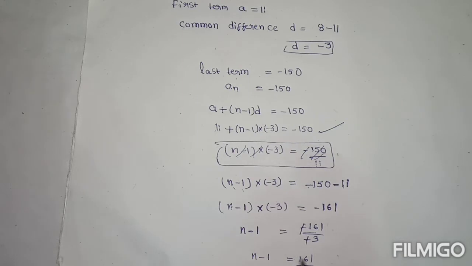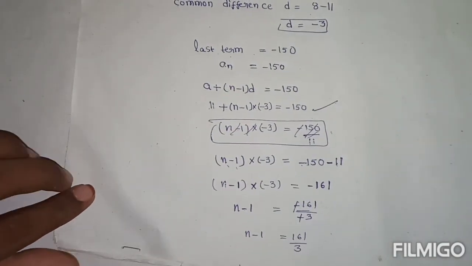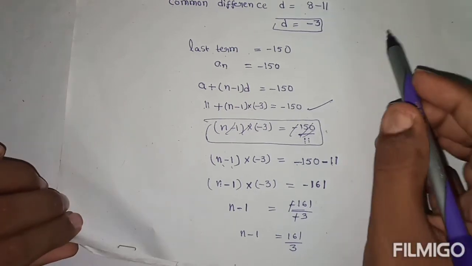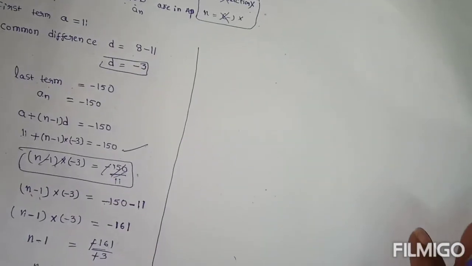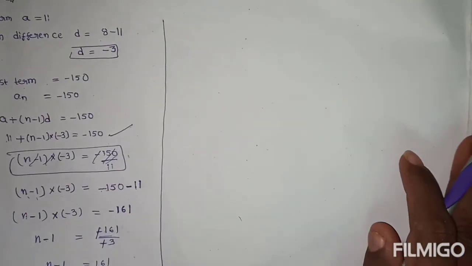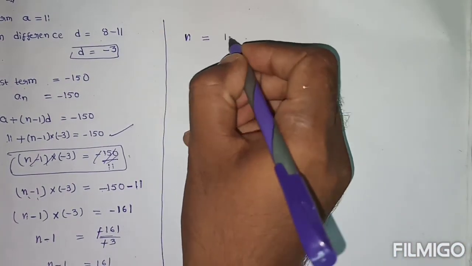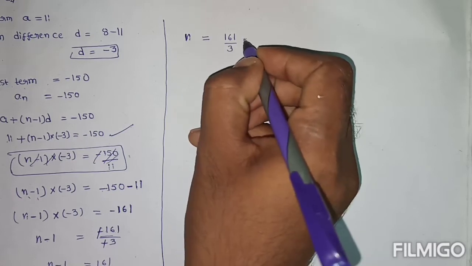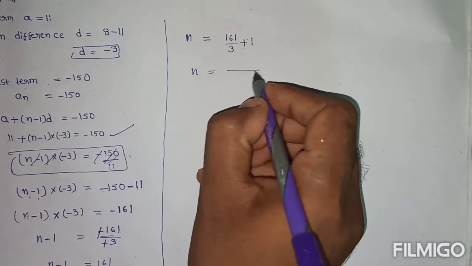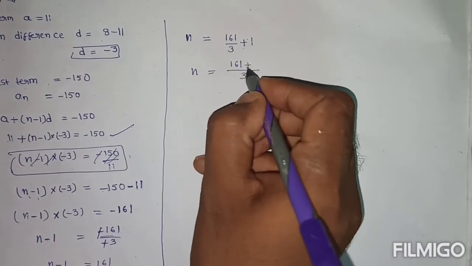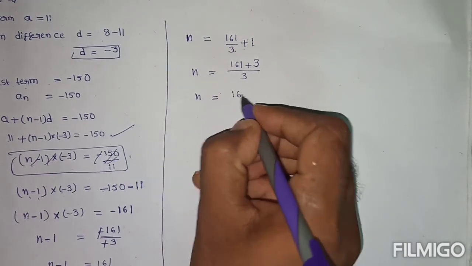Okay, write down this step: 161 by 3. Next step. So N is equal to 161 by 3, minus 1 is transposing plus 1. Cross multiplication: 161 plus 3 ones are 3. So N equal to 164 by 3.